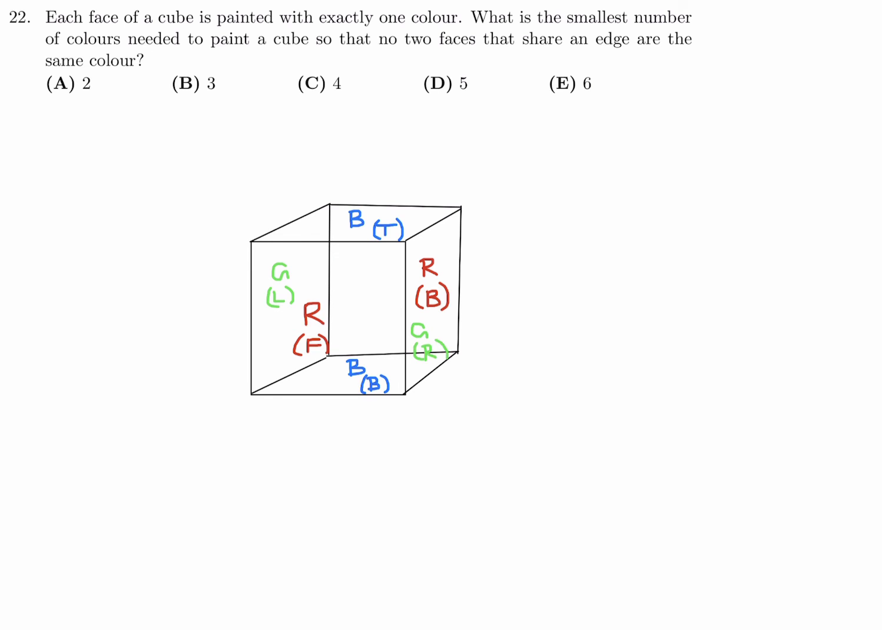And if you do it like that, you'll notice that the conditions are met, that no two faces that share an edge are the same color. And that's accomplished with just 3 colors. So number 22, the answer is B.